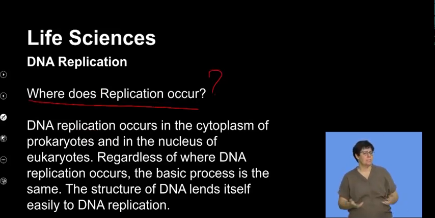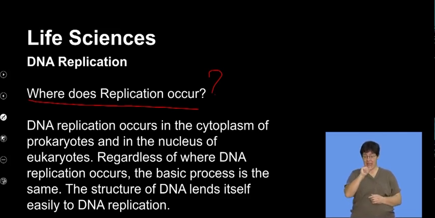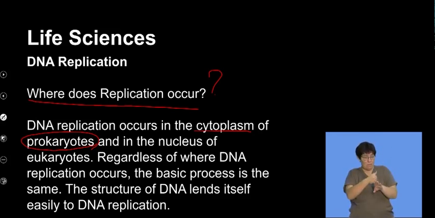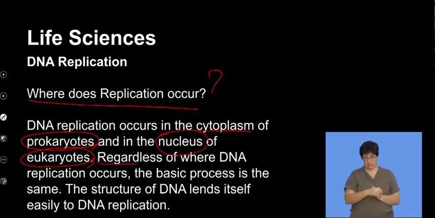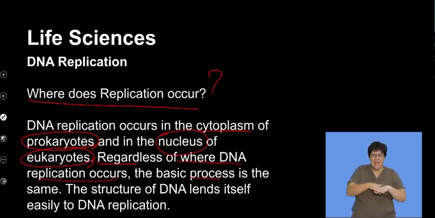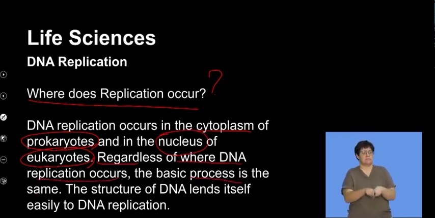It's a very interesting question. DNA replication occurs in the cytoplasm of prokaryotes. Remember that prokaryotes are cells that do not have a membrane-bound nucleus, and hence it happens in the cytoplasm. However, in eukaryotes, these are organisms that have a defined nucleus, we know that it happens in the nucleus. However, what is important is that regardless of where the DNA replication occurs, the basic process which we're going to look at is the same.